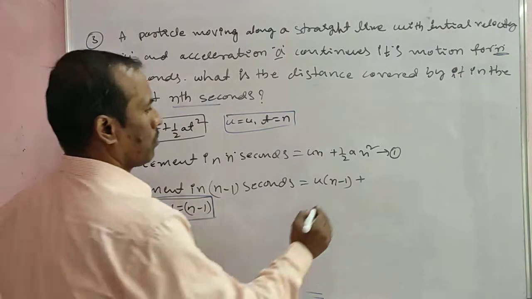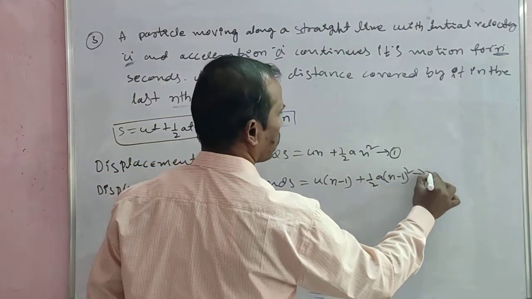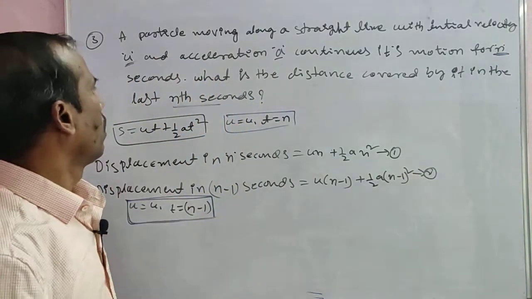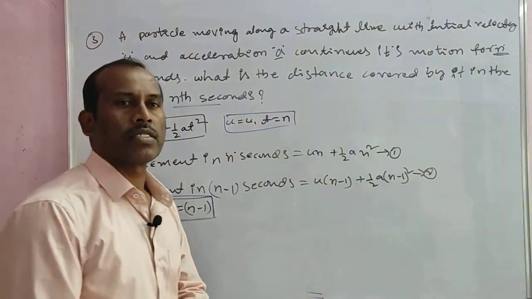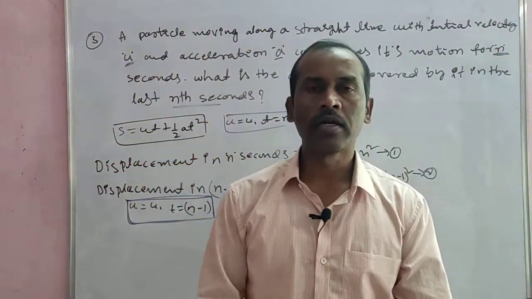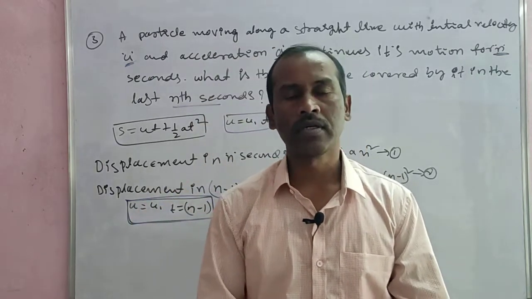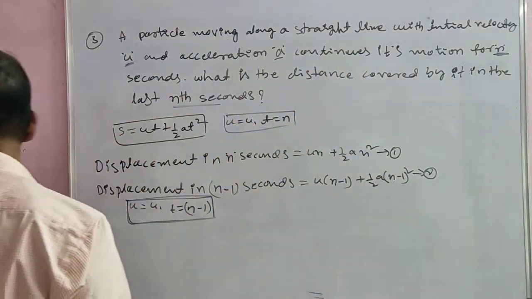u into n minus 1 plus half of a into n minus 1 whole square. This is equation 2. Now we want the nth second, the last nth second, so the nth second's distance is equal to the displacement of the particle in n seconds minus the displacement of the particle in n minus 1 seconds. Okay, note this one first of all.